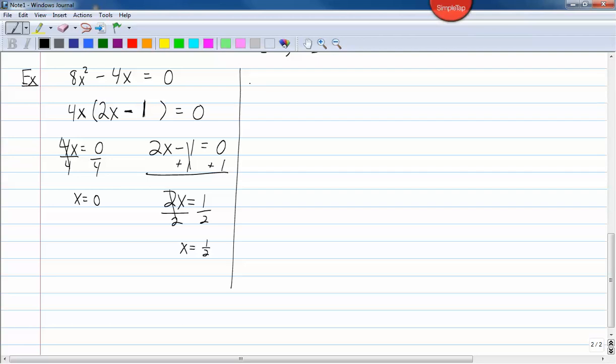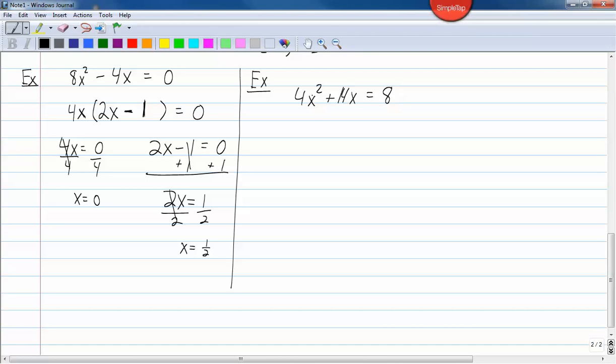Now, most of the time, not all the time, but most of the time, if you want to solve by factoring, you'll have all three terms. And then that goes back to, how were you taught to factor? So let's say that I had 4x squared plus 14x equals 8.